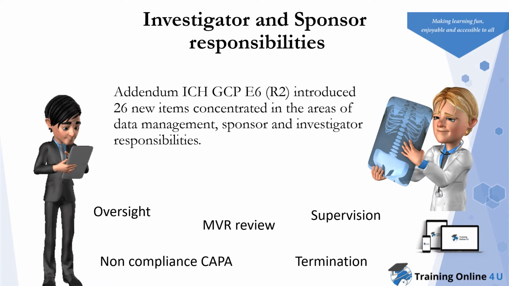The R2E6 addendum made the most additions to the role of the sponsor. There was non-compliance. This has been amended to include the need for root cause analysis and corrective action in the case of significant non-compliance. Termination. This new section mentions the requirement to terminate an investigator's participation in a trial if there is a serious or persistent non-compliance, that the sponsor is to report this to the RA. If there is a serious or persistent non-compliance from the investigator, then the sponsor is to shut the site.